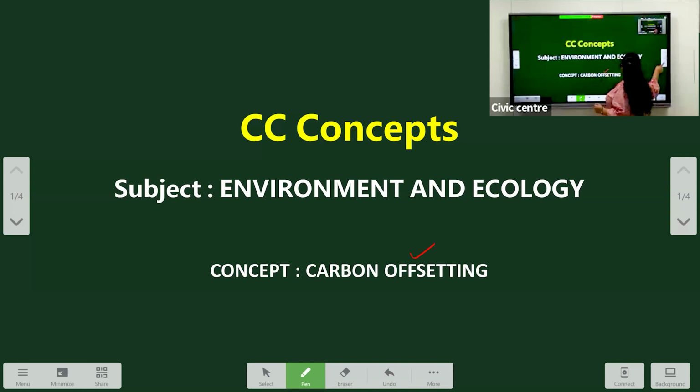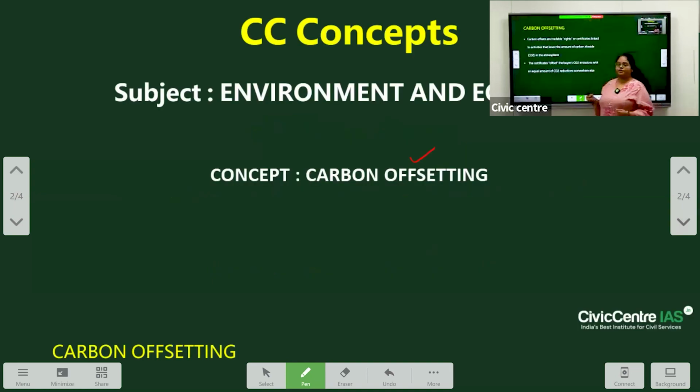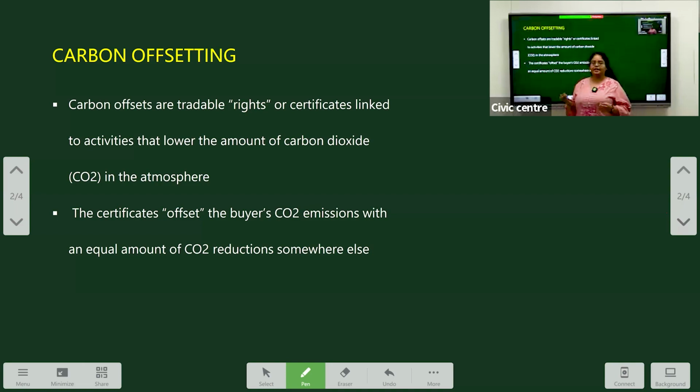Now, what is the carbon offset? These are tradable rights or certificates that are linked to activities that lower the amount of carbon dioxide in the atmosphere. Now, these certificates or the offsets, they offset or compensate the buyer's CO2 emissions with an equal amount of carbon reductions somewhere else.